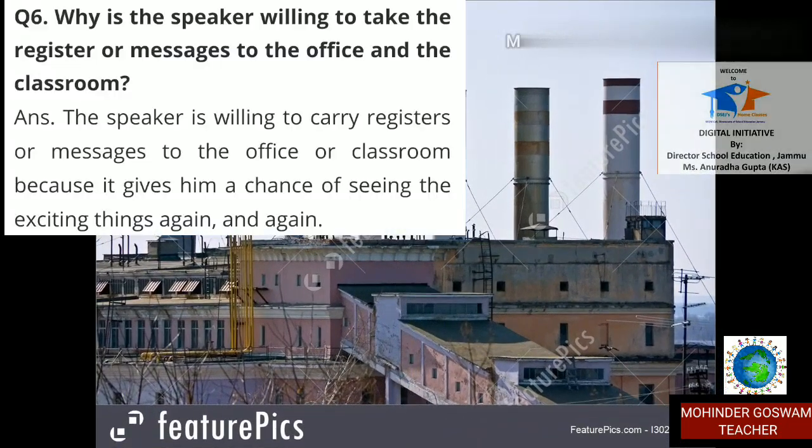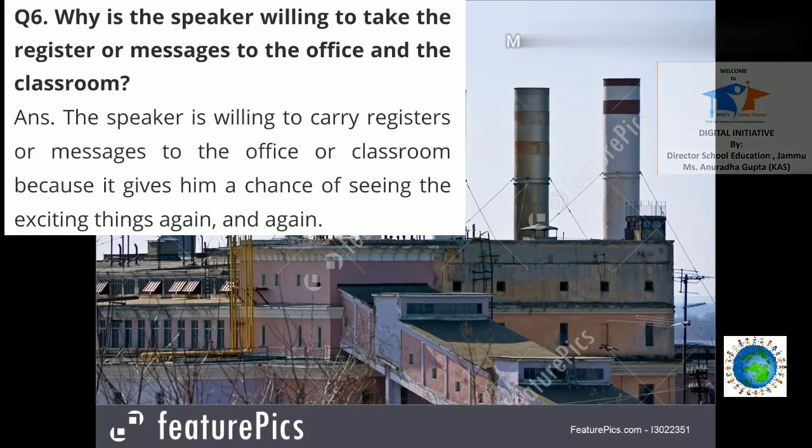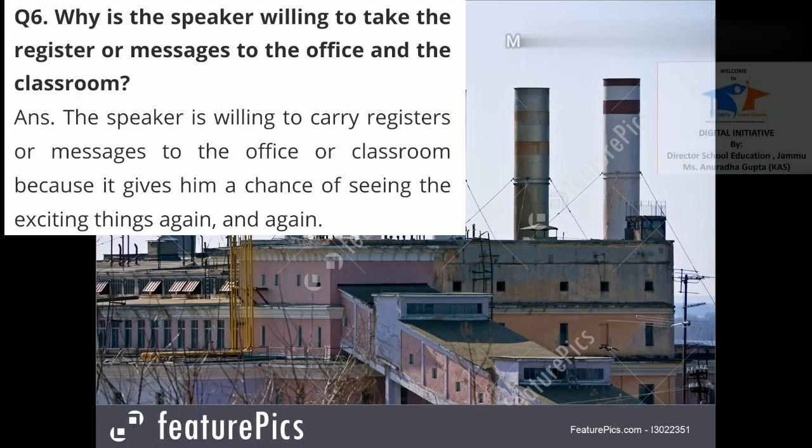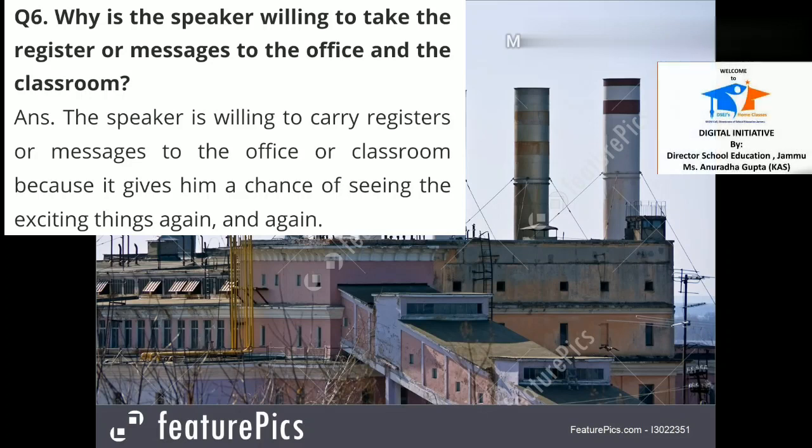Question number 6. Why is the speaker willing to take the register or messages to the office and the classroom? The speaker is willing to carry a register or messages to the office or classroom because it gives him a chance of seeing the exciting things again and again. Whenever he walked through the corridor, he saw a large number of books there, and in those books he saw the pictures of the worlds which he had never visited, and that's why he becomes very curious to go again and again to the corridor, so that he gets a chance to look at those pictures once again.